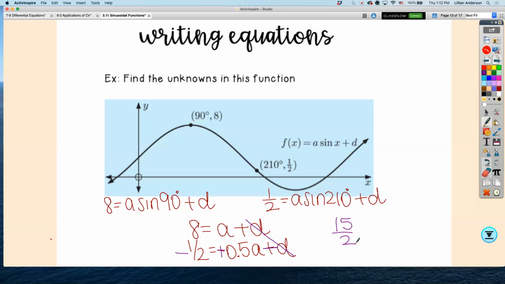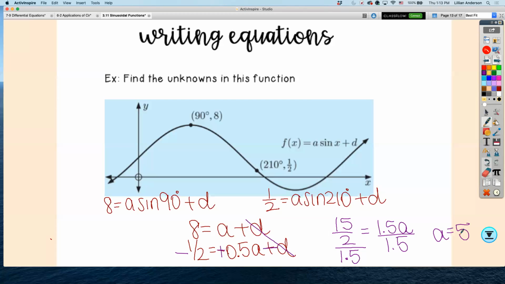1A plus 0.5A is going to be 1.5A. I'm going to divide both sides by 1.5, and 15 over 2, or 7.5, divided by 1.5 is equal to 3. Did you guys get 3 for A? No. Okay. I got 5 for A and 3 for D. Oh, it should be, never mind. My bad, it should be 5, because it's 15 divided by 3, which is 5.